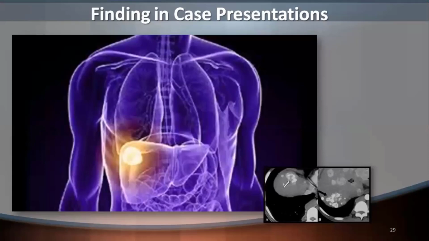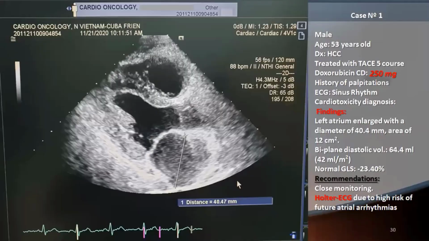I want to show you the first 3 cases evaluated in our department with our Dr. Peter, our cardiologist. All patients have hepatocellular carcinoma. All are men, and all patients received transarterial chemoembolization as treatment, with different courses and different cumulative doses of doxorubicin. The first patient received a cumulative dose of 250 milligrams.